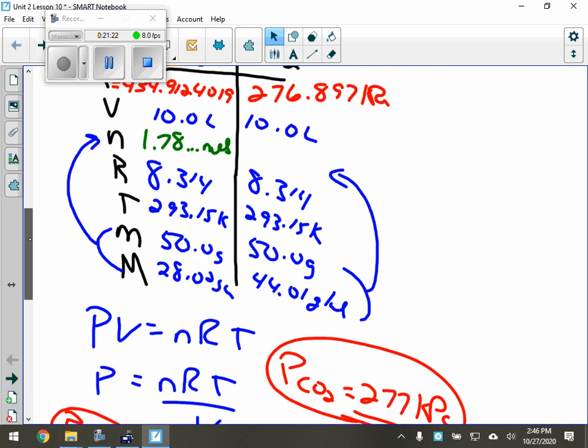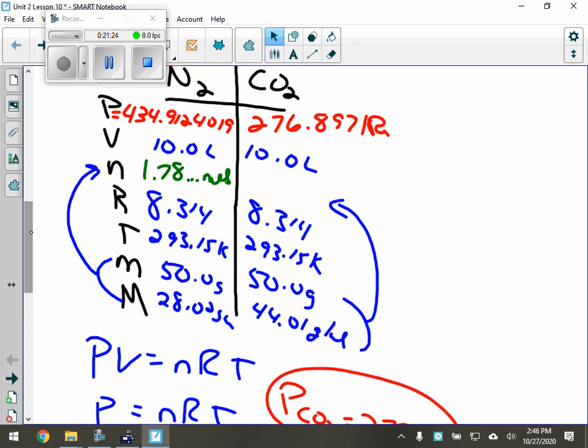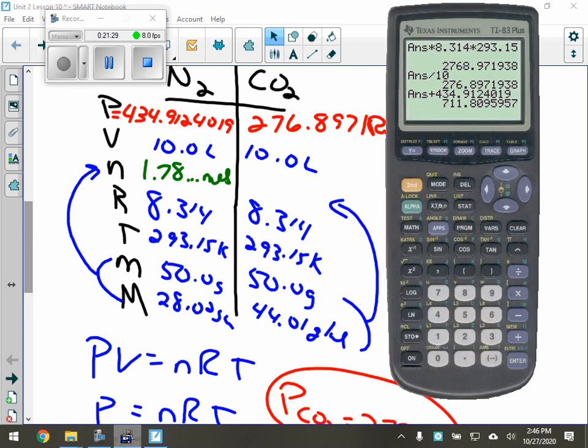I do want to point out this. Okay. Now, oh, I didn't write that down. Shoot. I guess I'm going to have to do that again here. 50 divided by 40.